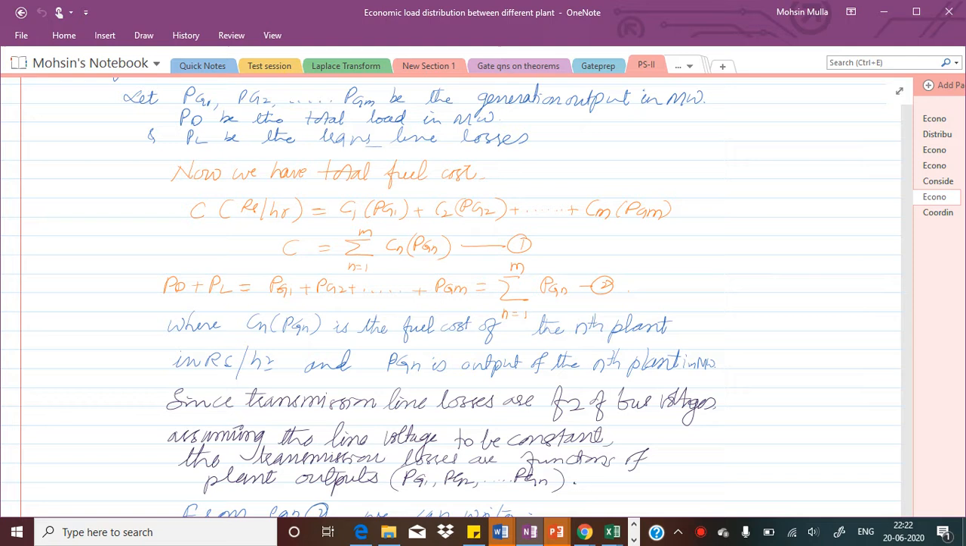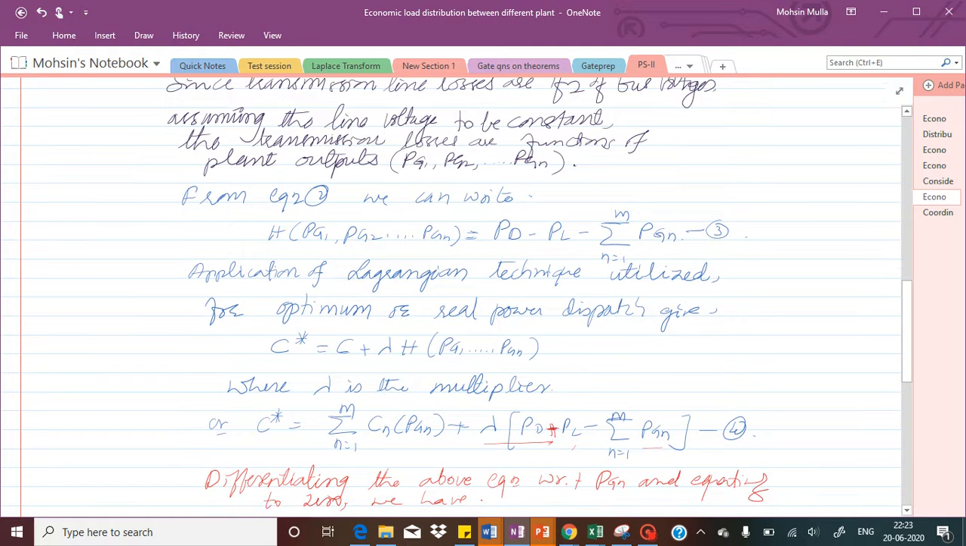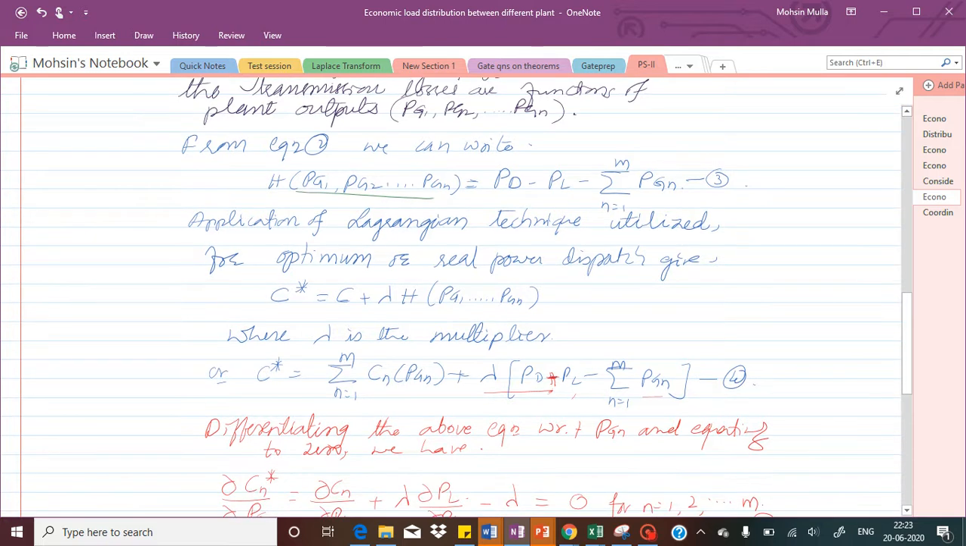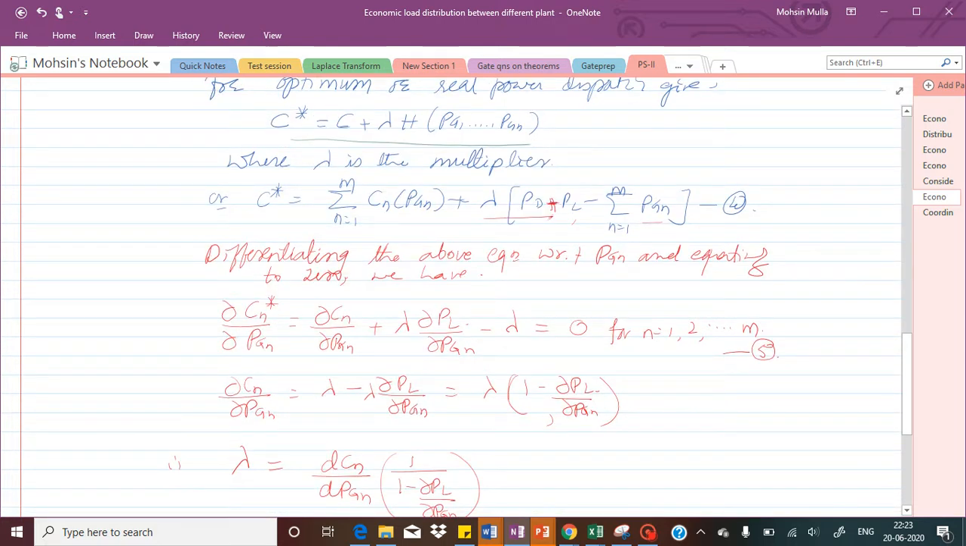We started with a number of plants connected to a power system. PG1 to PGM are the generation of the different plants. The total demand will be supplied by the total summation of the generation in this equation. Then we also tried to represent the losses as a function of the generation. By using the Lagrangian optimum technique, we obtained one equation, and then by using differentiation to obtain the optimum condition, we obtained the equation known as equation number 5.